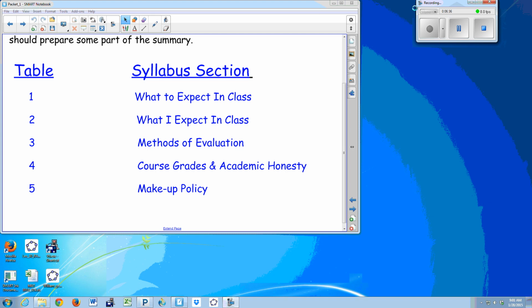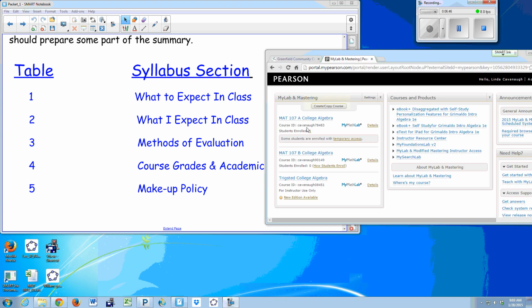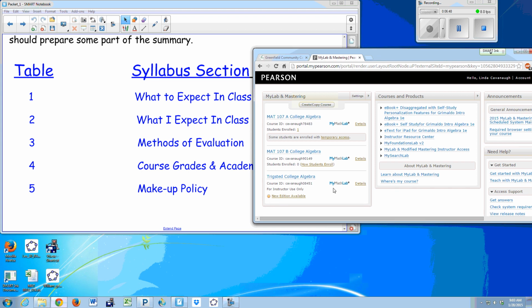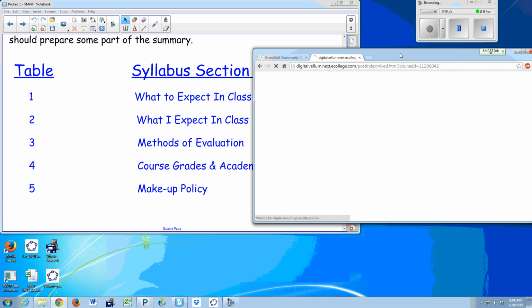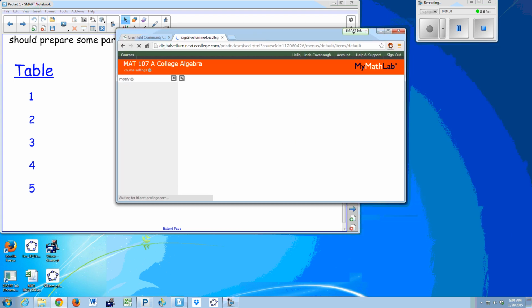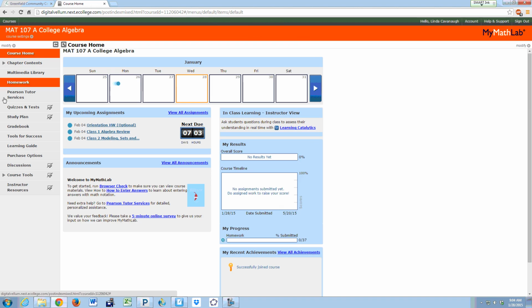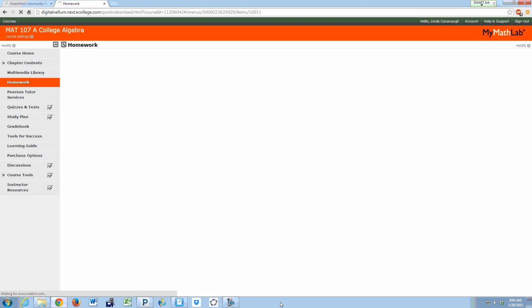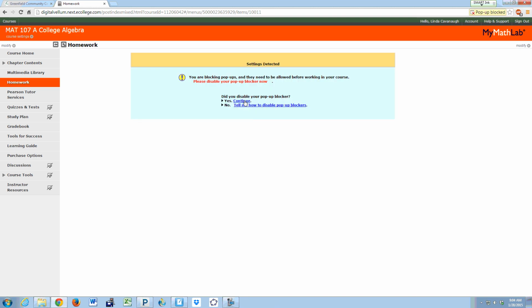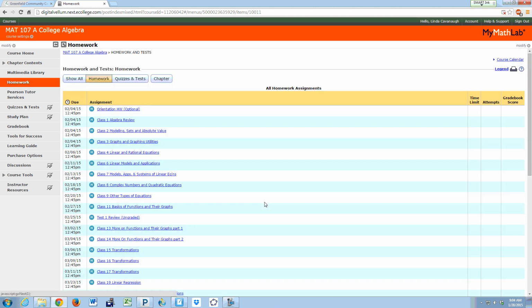All of the homework is submitted through MyMathLab. When you sign in, you're going to see one Math 107. I have a couple here because I teach a couple of sections. When you sign in and get registered, and all that information is at the end of your syllabus, your homework is going to be listed. You always have to press this disable pop-up thing, at least I do.